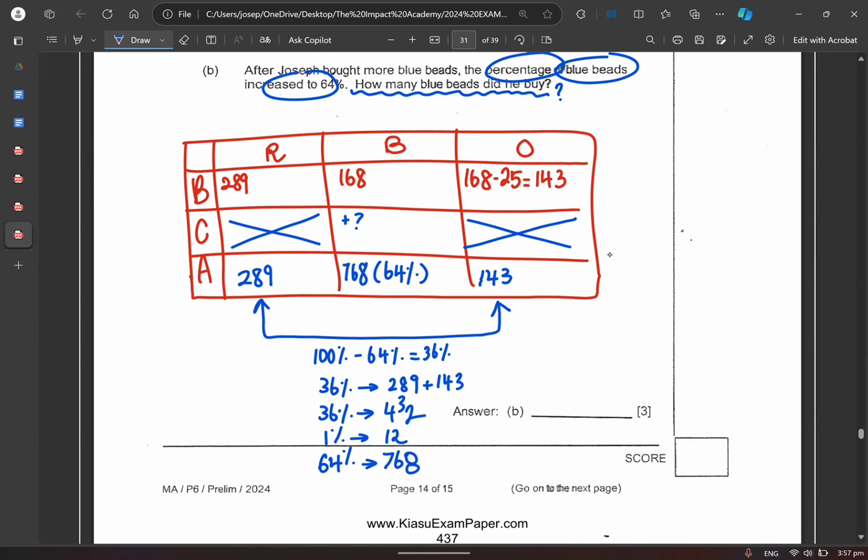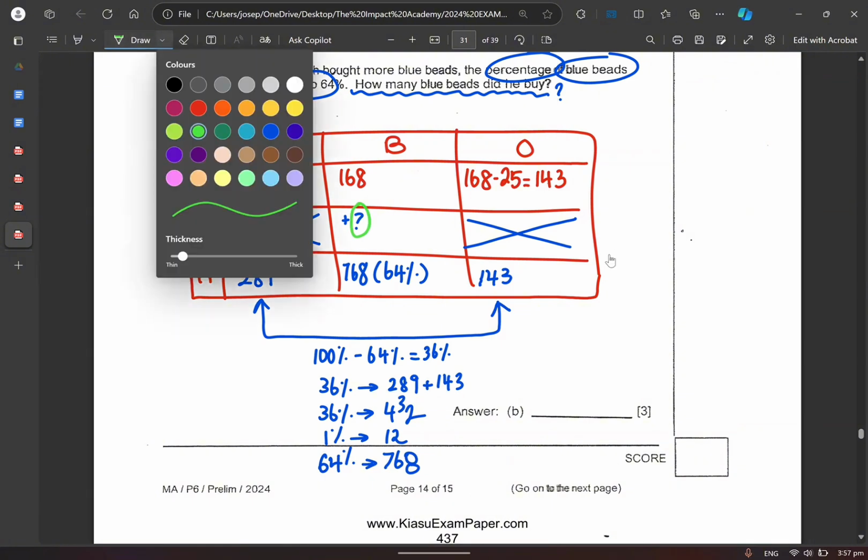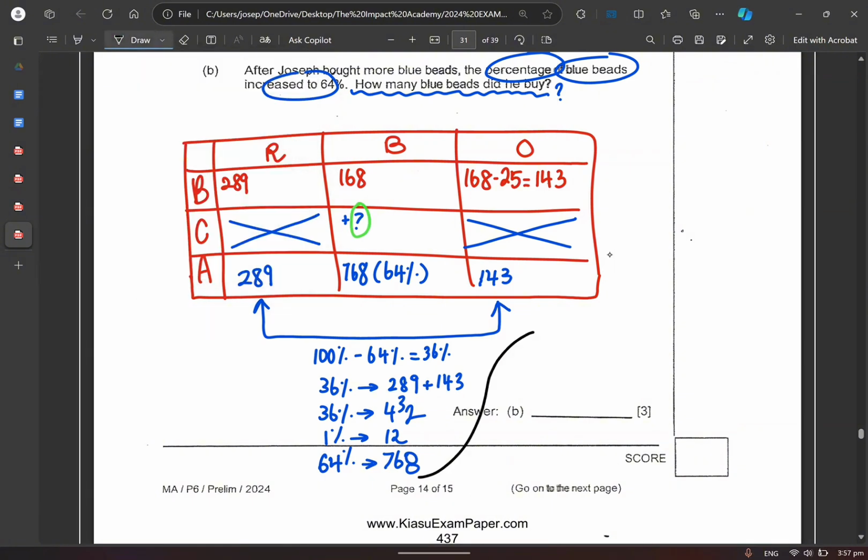So how do I find this question mark? Very simple. I just have to simply do 768 minus away 168. I say that again, 768 minus away 168, and I'll get to an answer of 600. And this is the number of blue bits Joseph bought in this question.